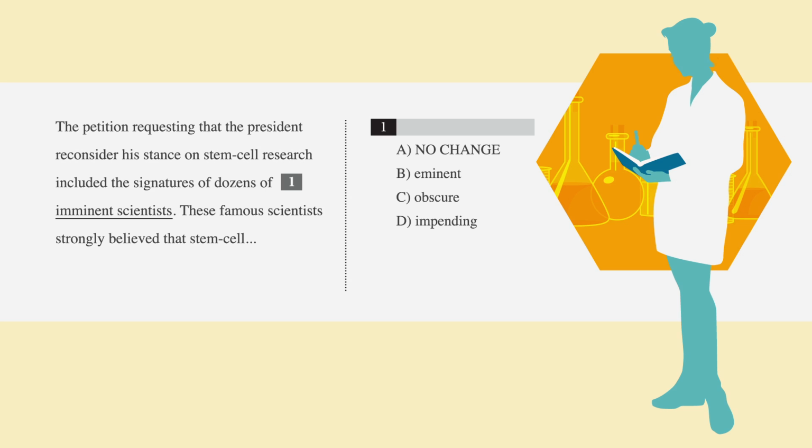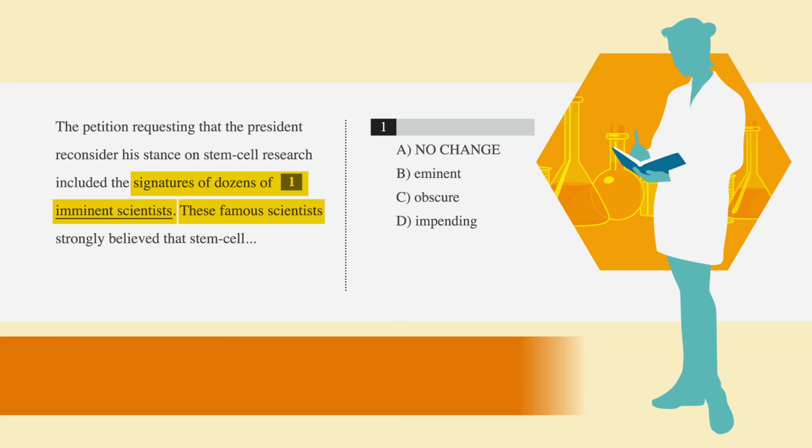The petition requesting that the president reconsider his stance on stem cell research included the signatures of dozens of eminent scientists. Reading this sentence, there doesn't seem to be a glaringly obvious grammatical issue. But read that last clause of the sentence again, and you'll see that the section has an error. Signatures of dozens of eminent scientists. We know that this section talks about signatures from scientists, and the next sentence begins with the phrase, these famous scientists, giving us another clue.